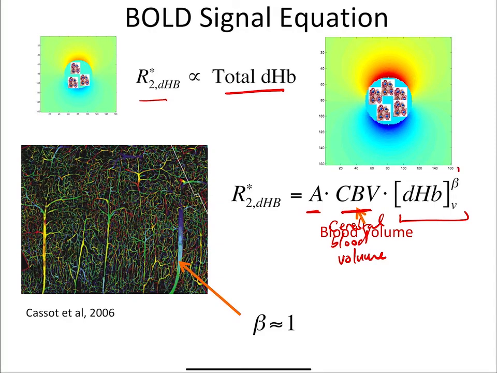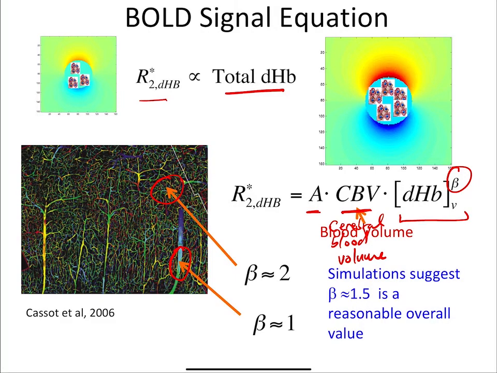And there's this beta factor which just accounts for it. Sometimes the blood is in big vessels, sometimes it's around small vessels. So on average, a good thing is to use beta about 1.5. Depending on where the blood is, the oxyhemoglobin has a different effect on R2 star. So a lot of work done in the early 90s suggests that beta of about 1.5 is good.